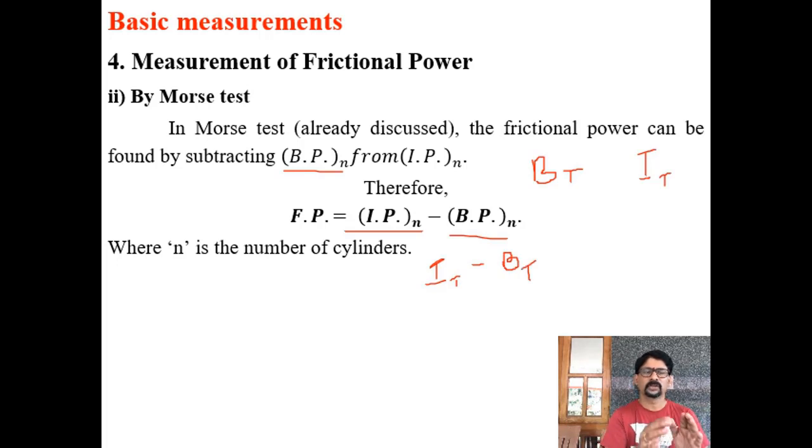But you don't write only this much for the explanation. You have to write the entire Morse test explanation first, and then you have to show this. So B1, B2, B3, B4, I1, I2, I3, I4, and IT is equal to I1 plus I2 plus I3 plus I4. Then you would write that the friction power is given by IT minus BT.